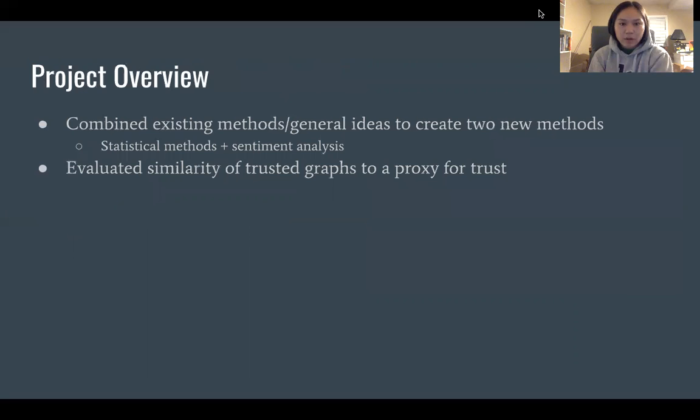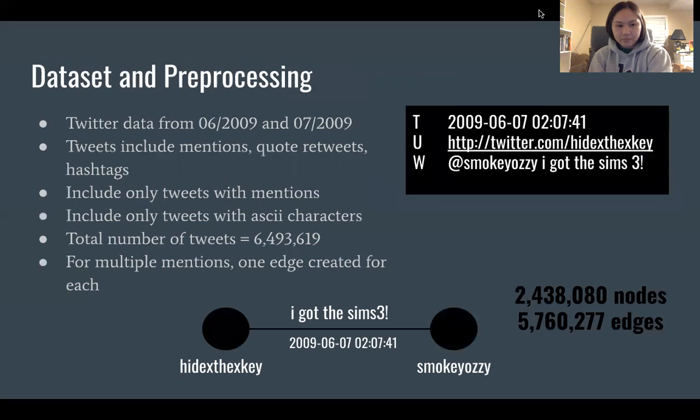For my project, I combined existing methods and also general ideas from the existing literature to create two new methods. The new methods include a statistical component combined with sentiment analysis. To evaluate the trusted graphs that these methods generate, I evaluated the similarity between the graph and a proxy for trust. The data I used is Twitter data taken from June and July 2009.